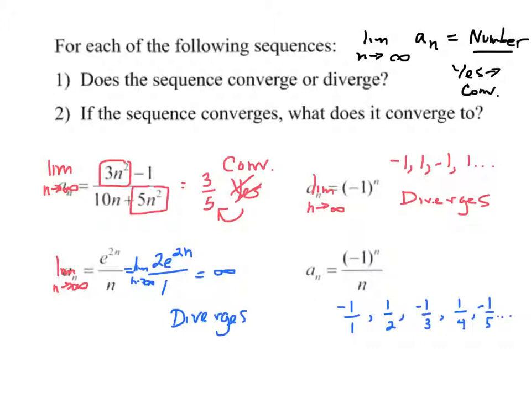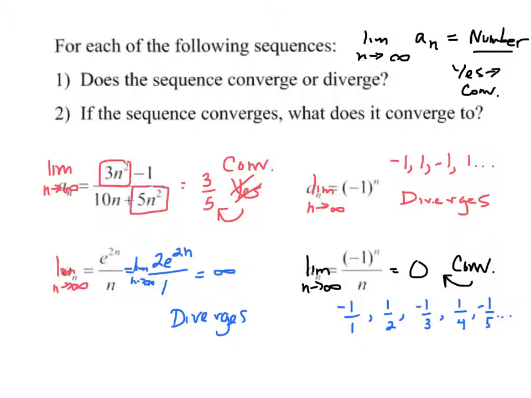So it actually will converge, because the top is always just going to be positive or negative 1. The bottom is just going to keep getting bigger and bigger and bigger. So it actually is approaching 0. So it converges, and what it converges to is 0.